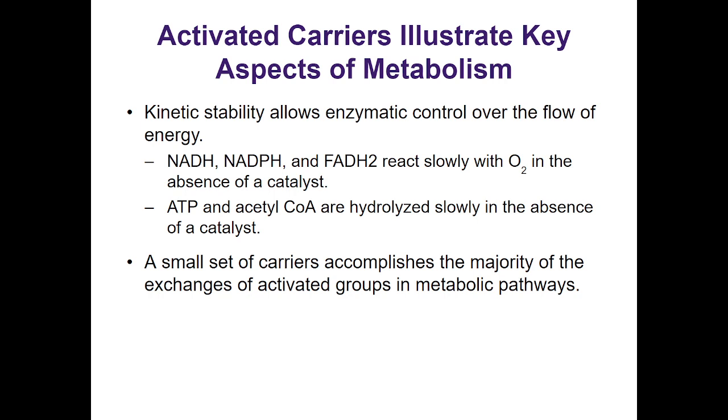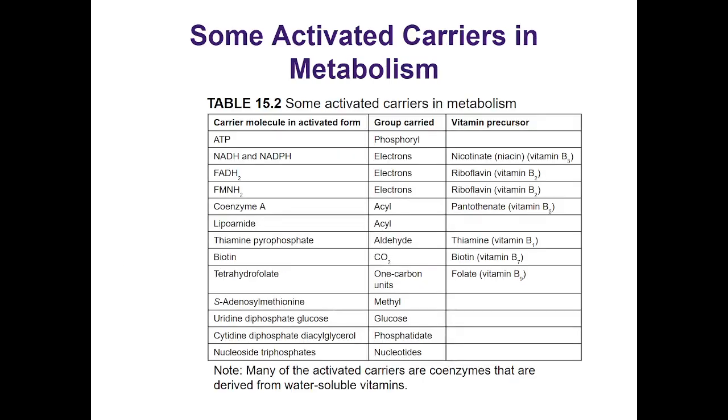A small set of carriers is going to accomplish the majority of the exchanges of the activated groups in the metabolic pathways. It actually narrows down a lot. So these are some of the different activated carriers in metabolism. You have ATP. The group that's carried by ATP is the phosphoryl group. Hopefully you all kind of knew that, but you probably didn't formally recognize this, did you? Isn't that a nice formal recognition that you can do? It narrows everything down to a fairly small list, doesn't it?